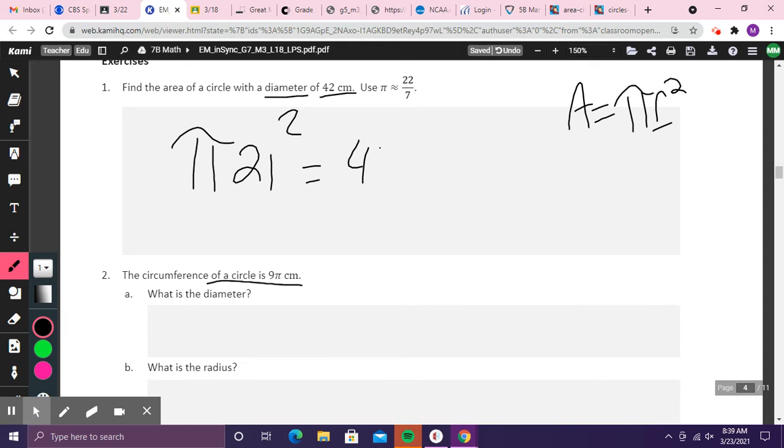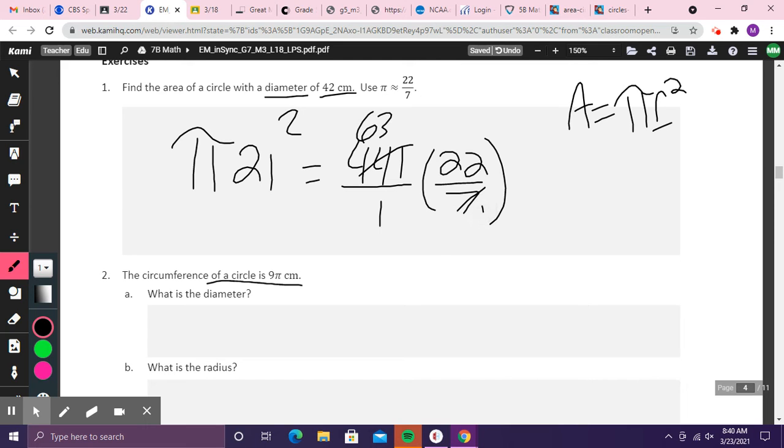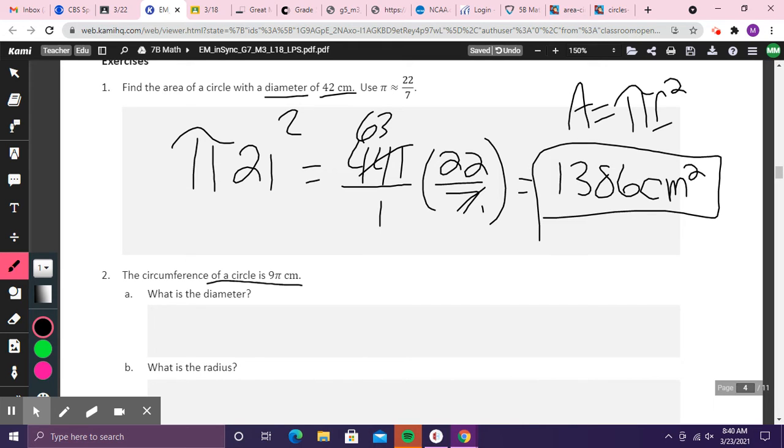441 over 1 times pi, which is 22 over 7. I do not know if 7 goes into 441. It does. How many times? 63. 63 times. Okay, and that's 1. 63 times 22 gives me, I think I heard you right. Okay, centimeters what? Squared.